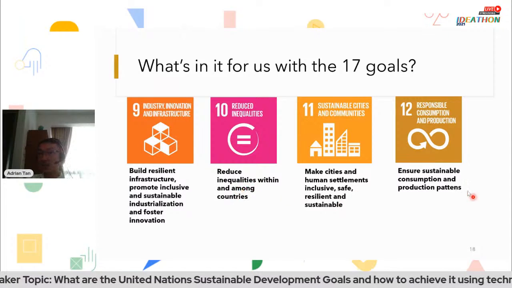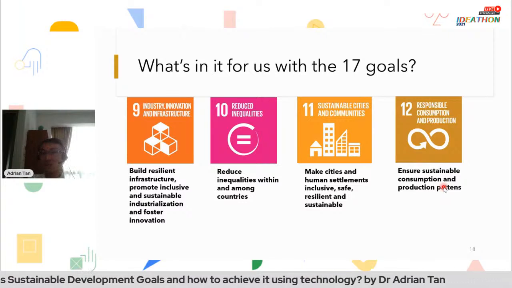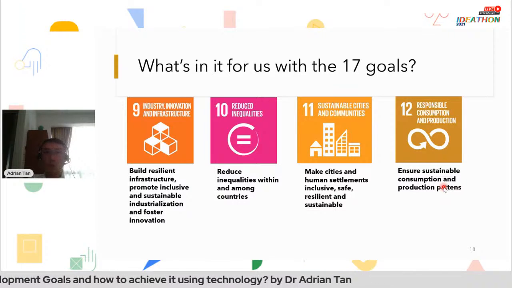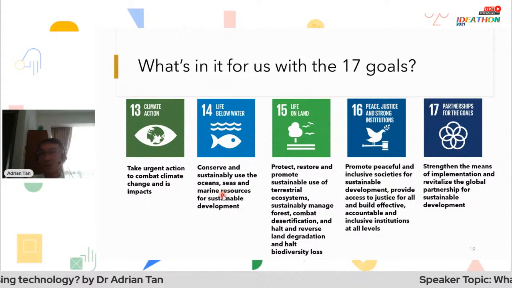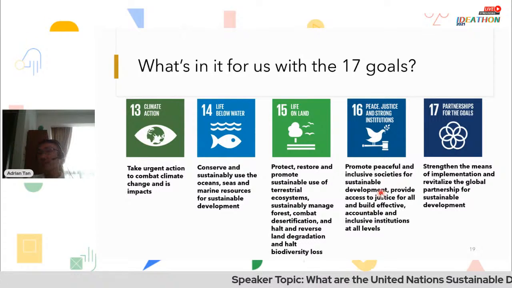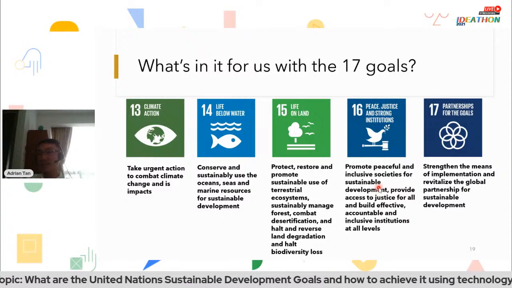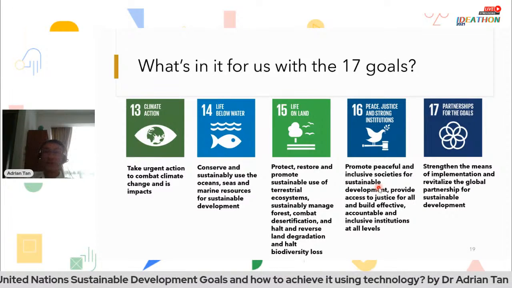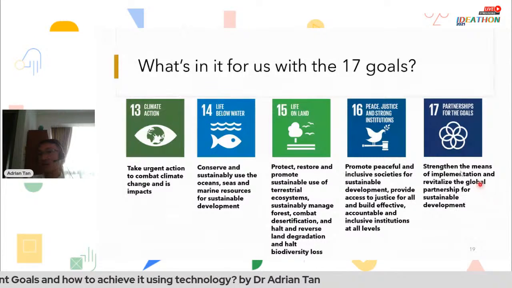Reduce inequalities in countries, ensure responsible consumption and not overconsume, right, as that's becoming important, no zero wastage. Take action to combat climate change, look after life below water and on land, right, and definitely ensure peace, justice, and strong institutions, because if you don't ensure peace, justice, and strong institutions, there cannot be any sustainable development. If there's war, anarchy in the world, obviously, we can't do all those things. And last but not least, right, to have good partnerships among all stakeholders in the world.